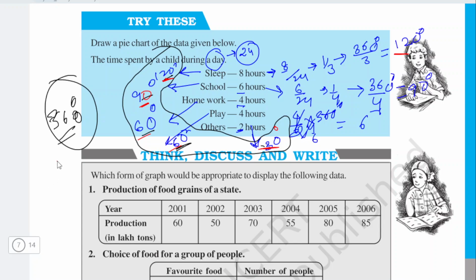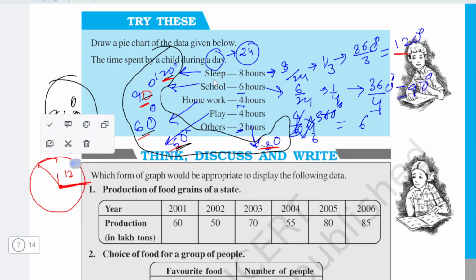So first of all you will draw a circle. Okay, then you will represent any radius. Then you have to draw 120 degrees. So by using protractor you will represent this 120 degree, and the 120 degree will represent this thing. I think I say the sleep. 120 will represent the sleep.